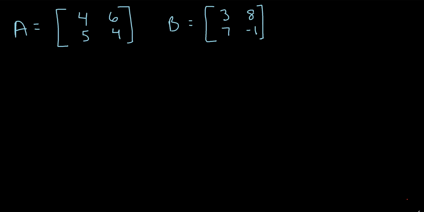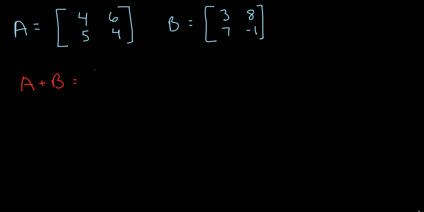In this video, we will talk about how to add and subtract matrices. So let's work through a few examples. Let's say we have matrix A with the following values, 4, 6, 5, and 4. And let's say we have matrix B with the values 3, 8, 7, and -1. How could we perform the operation A plus B?